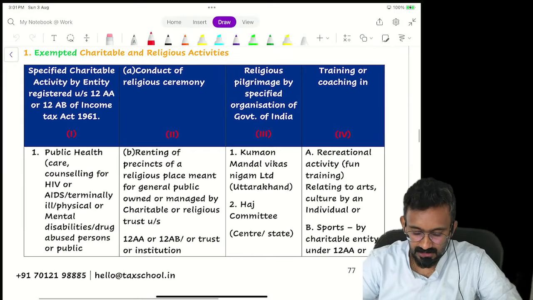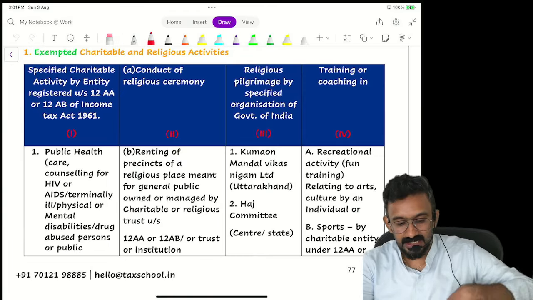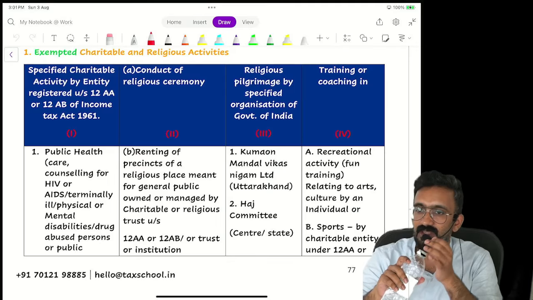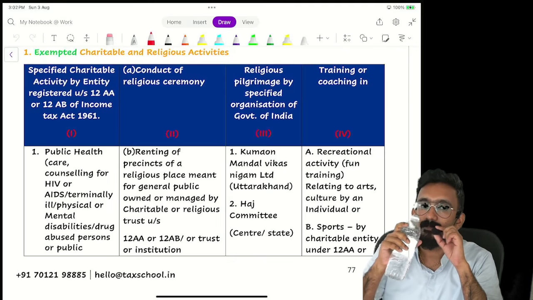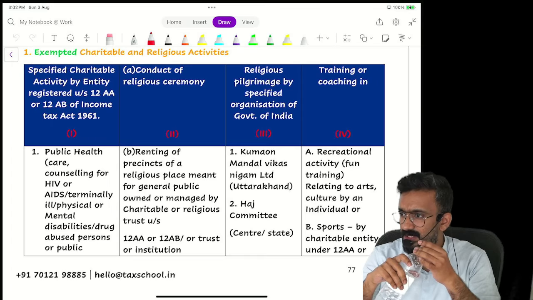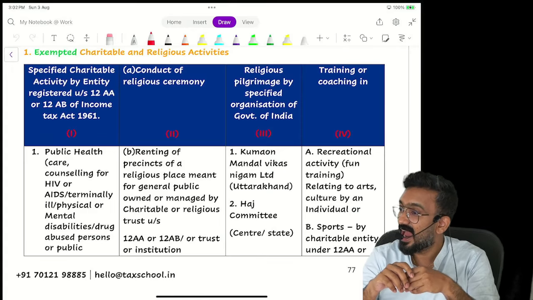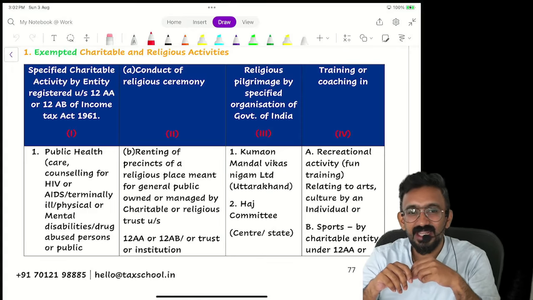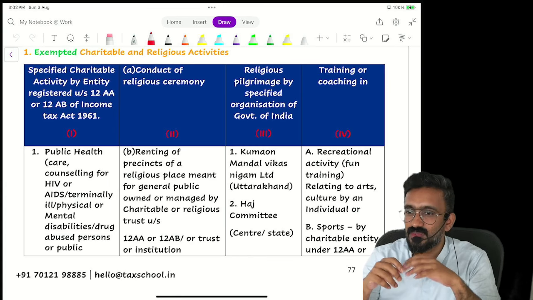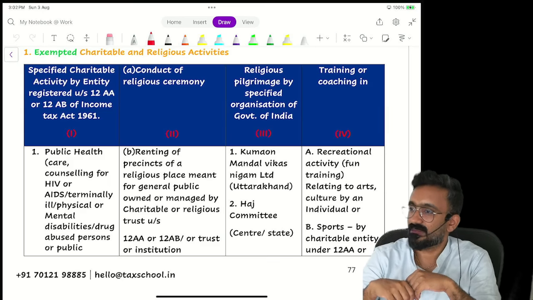Then the second exemption that we have in this list: conduct of religious ceremony. You tell me what category of exemption it is. Specified supplier, specified recipient, specified activity, or combination? Specified activity. What did they not tell? Who should be the supplier? Who is the recipient? Conduct of religious ceremony.